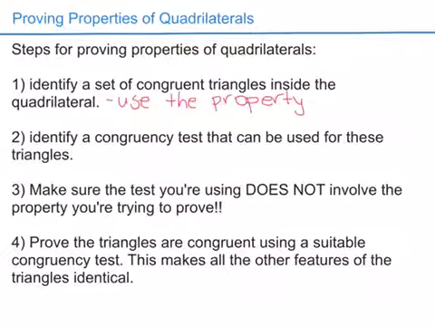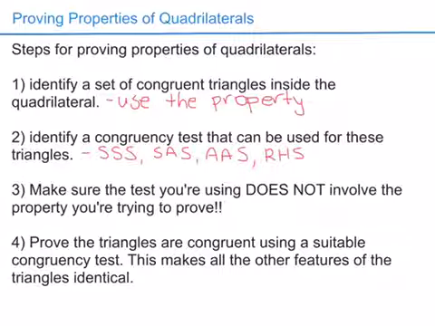We then need to identify the correct congruency tests that can be used for these triangles. Remember that there are 4 you can choose from. So if your two given triangles use 3 known side lengths, then you can use side, side, side. If you've got 2 side lengths and the angle that's in between them, you can use side, angle, side. If you know 2 angles and a side, then you'll use angle, angle, side. And the last one is if you have a right angled triangle, the hypotenuse length is known, and any other given side length. Now this next step is really important.